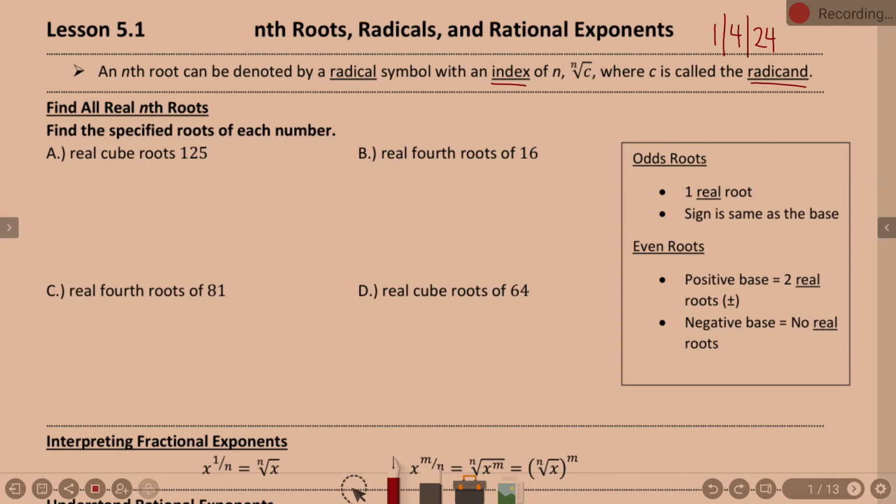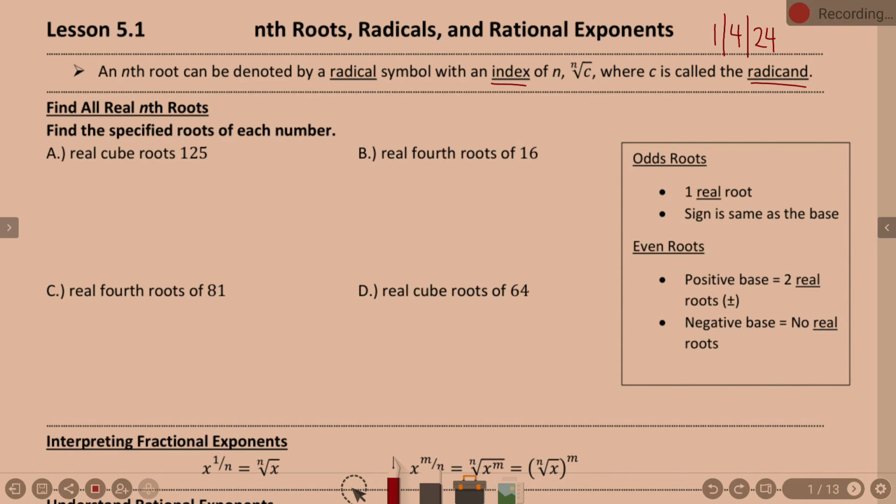Okay, so looking, first of all, just being able to find all real nth roots. And we're going to talk about ways to do this, and we'll probably talk about ways to do this with the calculator and without. Actually, let me rephrase that. Without the calculator, but then we'll also possibly talk about some with the calculator. So, find the specified roots of each number.